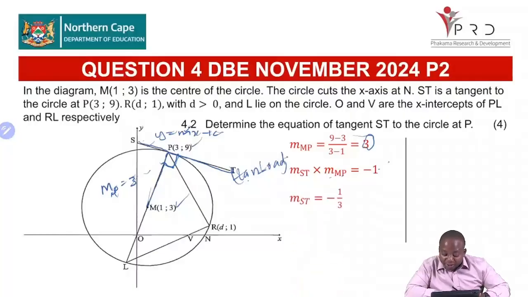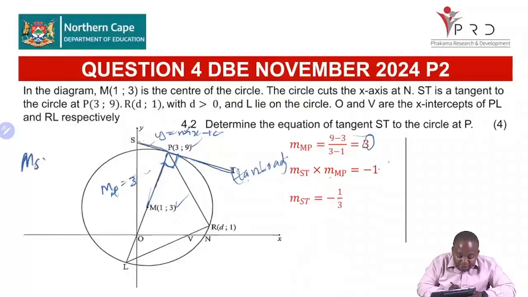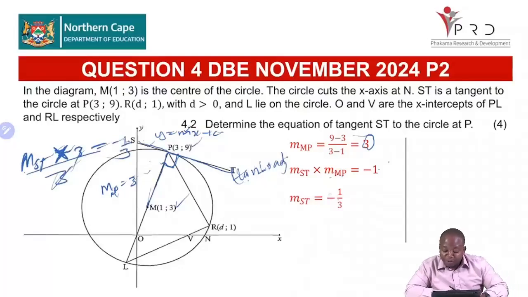Then we know that m_ST is going to be -1/3. How so? m_ST multiplied by m_MP, which is 3, equals -1. So I divide by 3, then m_ST equals -1/3. So I have already found the gradient of ST.